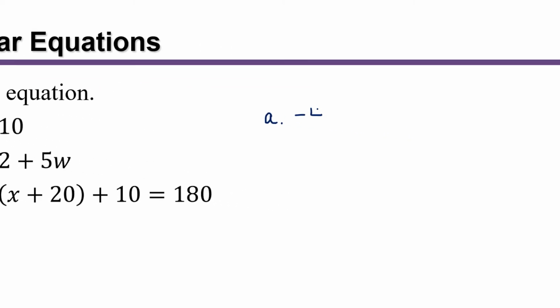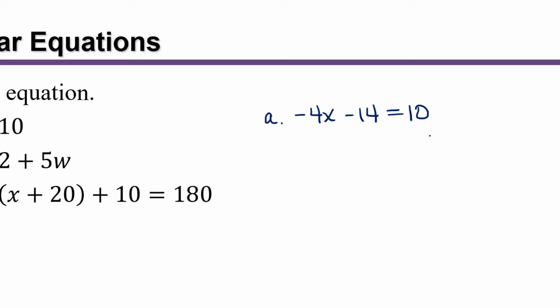We have negative 4x minus 14 equals 10. To get the x by itself, the first thing we're going to do is to move the term negative 14 over to the other side. Terms, by the way, are just things that are separated by a plus or a minus. How can we move the negative 14?